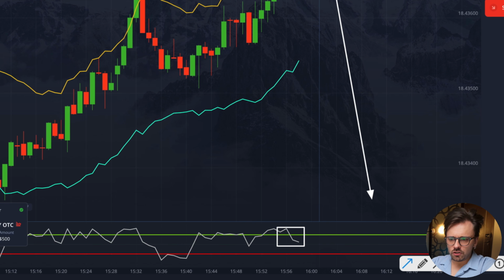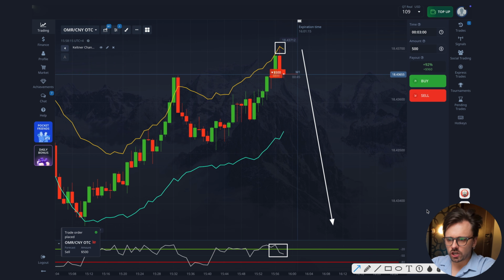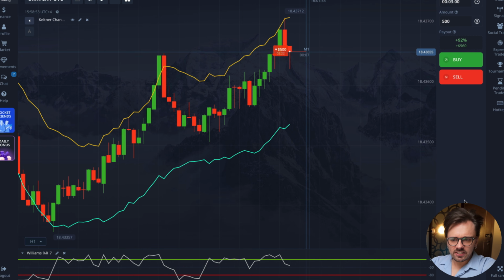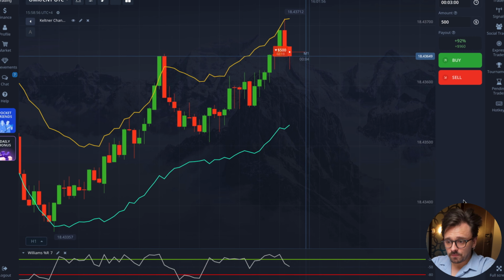The Williams indicator shows how overbought or oversold the market is. A value above -20 indicates an overbought market. You can see on the chart that the Williams line rose above -20, then sharply turned downward, crossing back below -20. That's a signal that buyers are losing steam and the market is beginning to reverse downward.